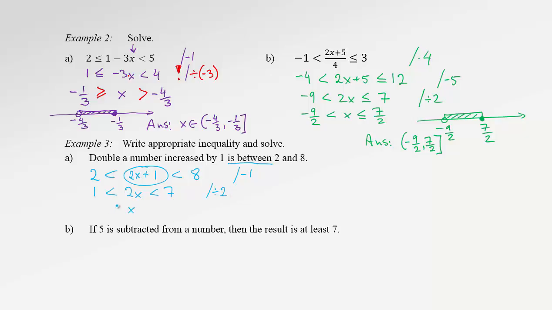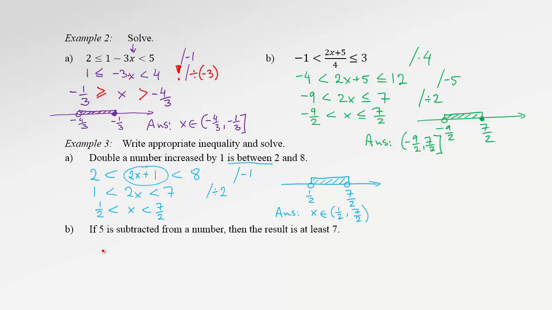So x is enclosed by 1/2 from the left and 7/2 from the right. On the number line, if this is my 1/2, no equation, hollow dot, and that's 7/2, again hollow dot, the solution set is composed of all numbers that are in between. Final answer in interval notation: any x that belongs to the interval 1/2 to 7/2 is a solution.